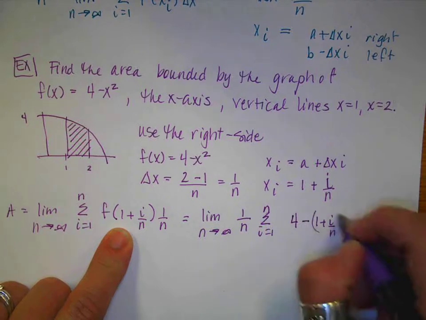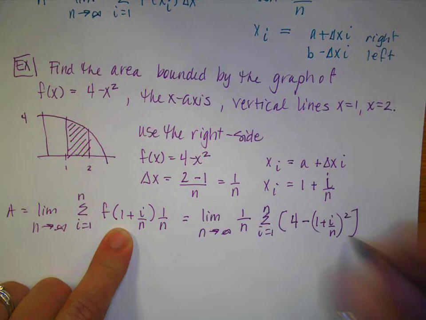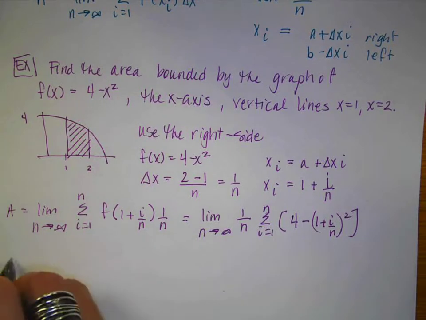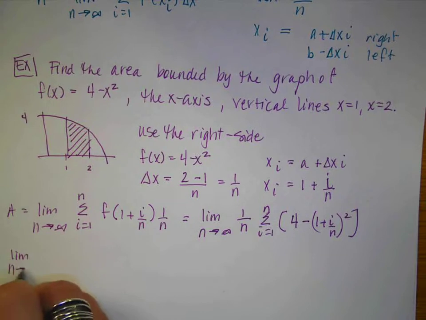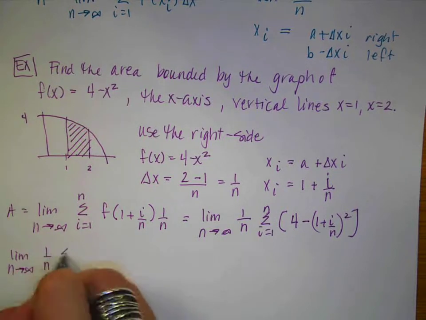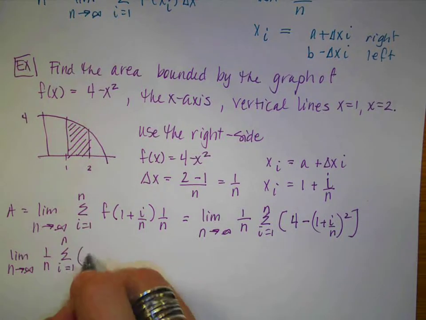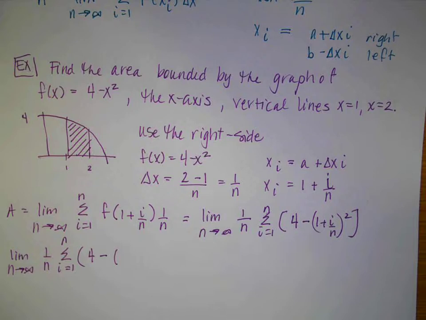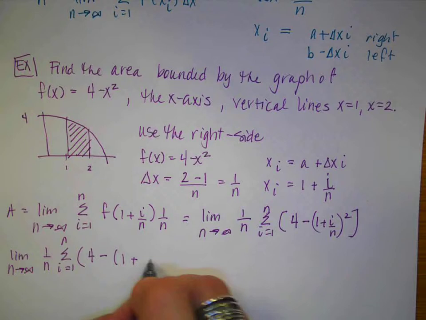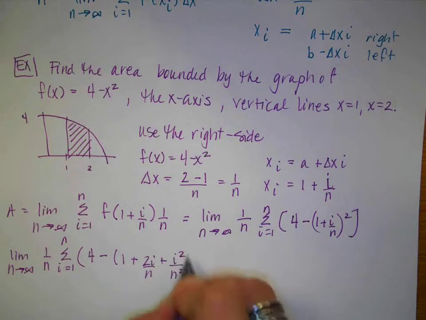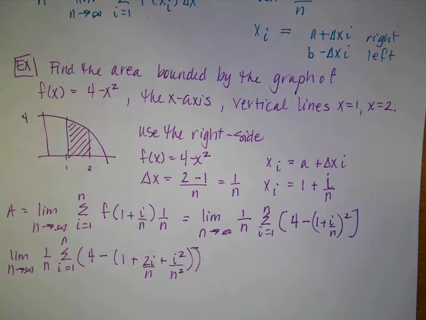And then I'm going to do 4 minus the quantity 1 plus i over n, squared, and that is what I'm summing. Alrighty? So if I set that up, I have the limit as n approaches infinity of 1 over n, summation i equals 1 to n, and I'm going to have 4 minus, and then parentheses, the first term squared plus this multiplied by 2, 2i over n, plus i squared over n squared.